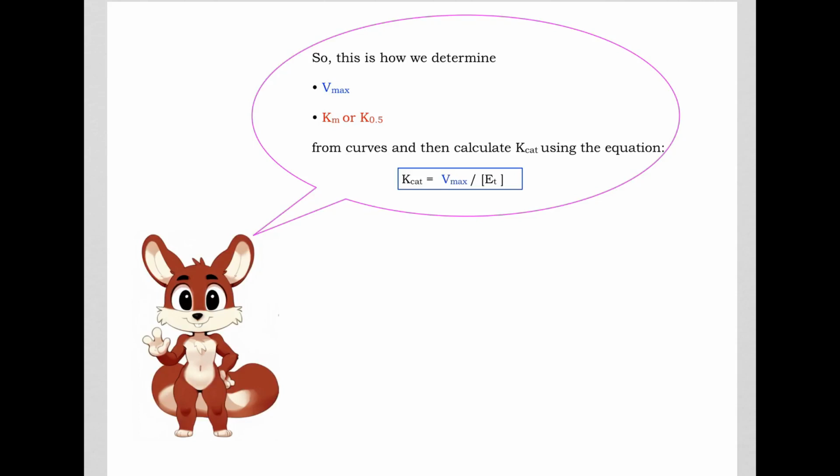So this is how we can determine Vmax and Km or K0.5 from the hyperbolic or sigmoidal curve, and then use the Vmax value to calculate Kcat. We'll have more videos on enzyme kinetics in the future.